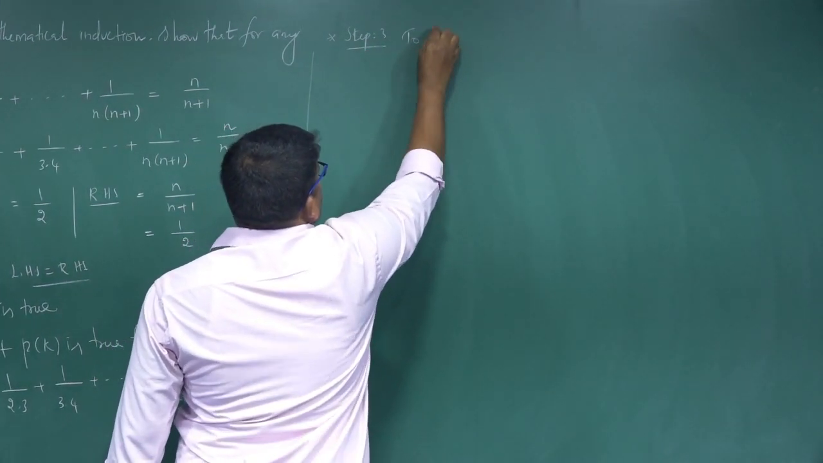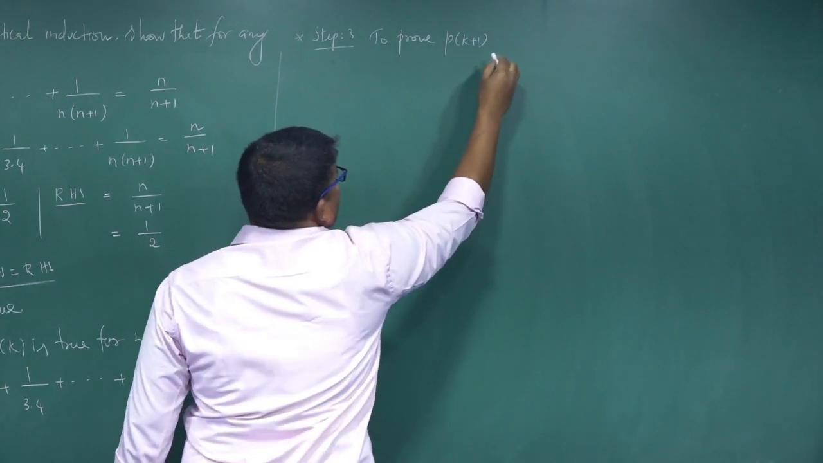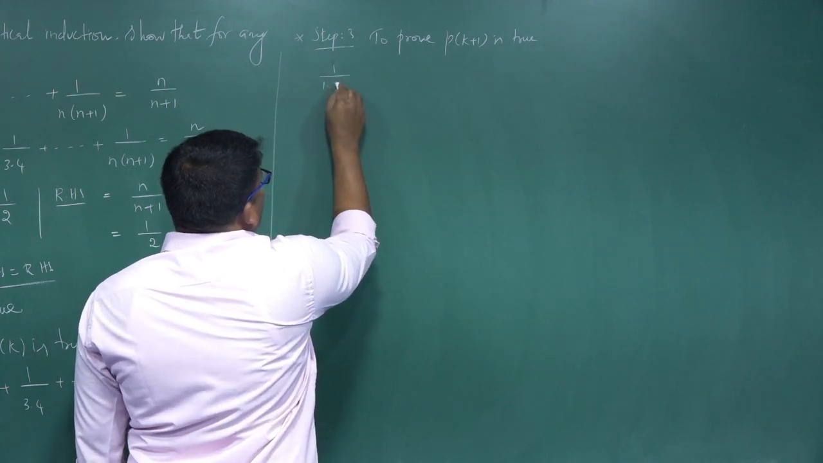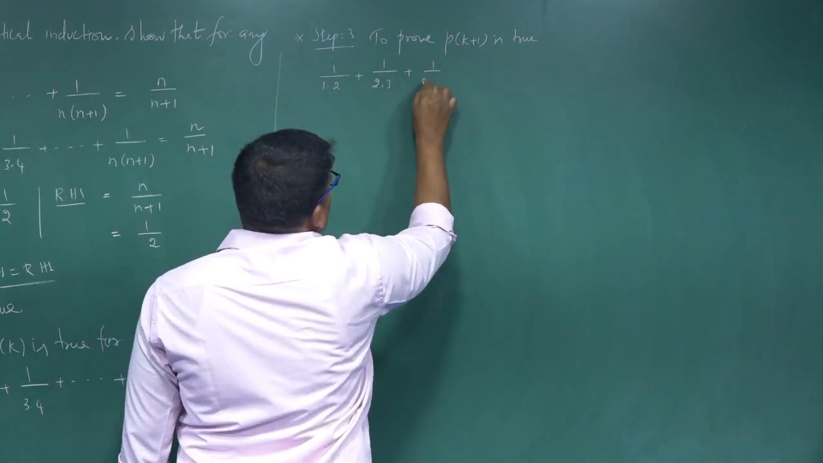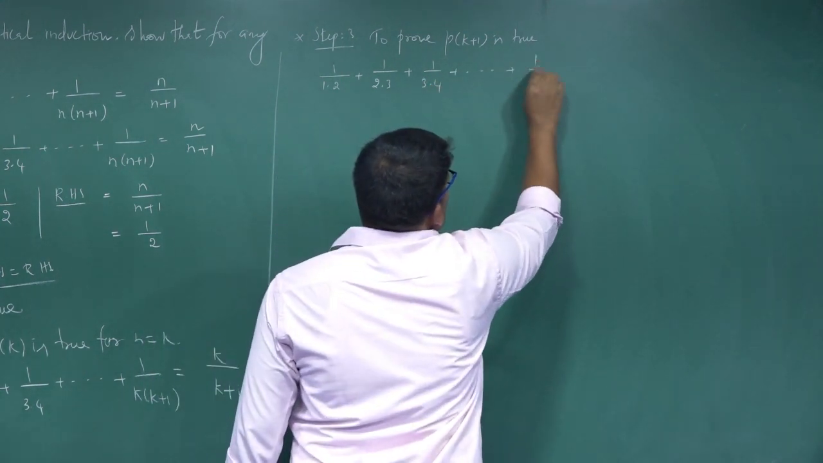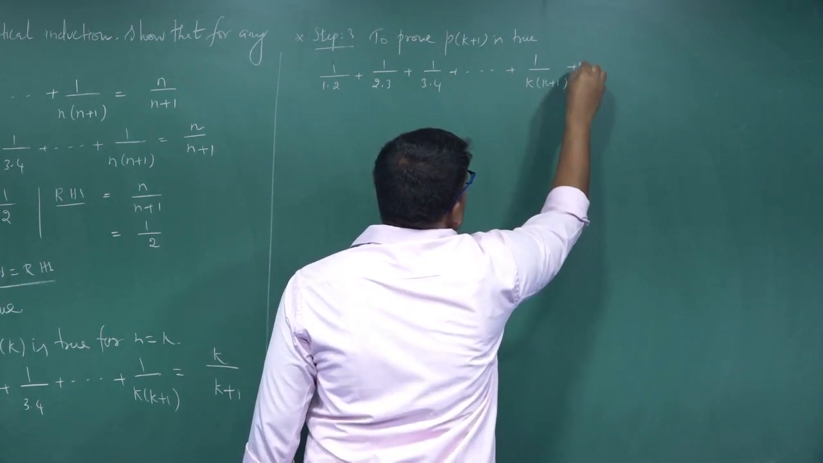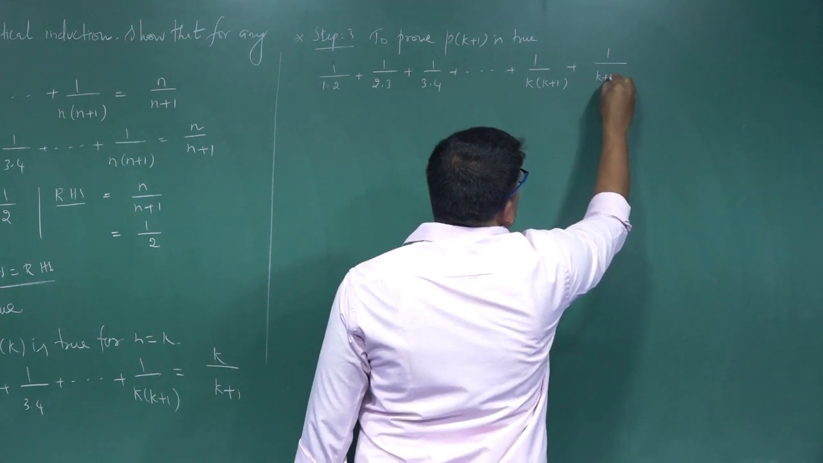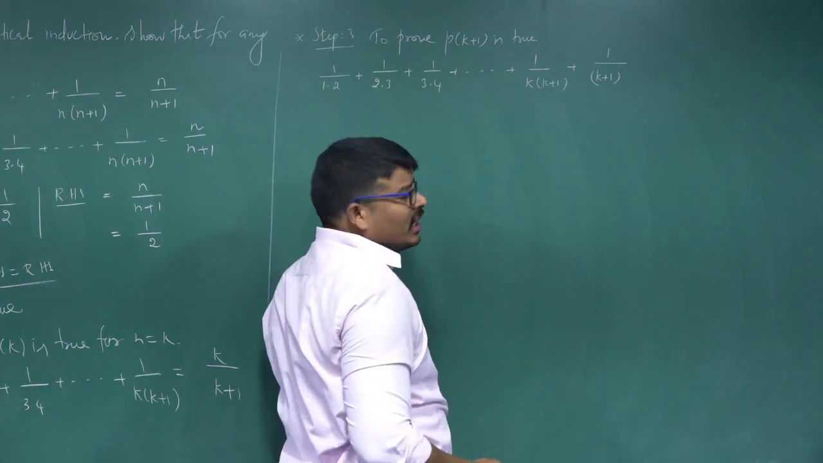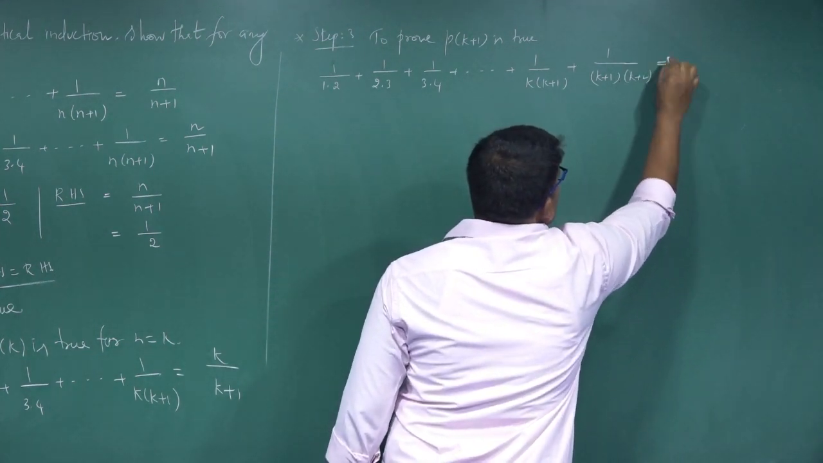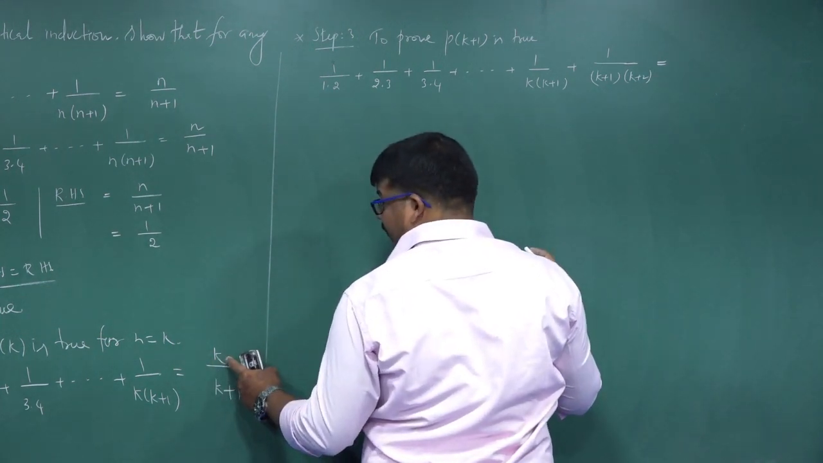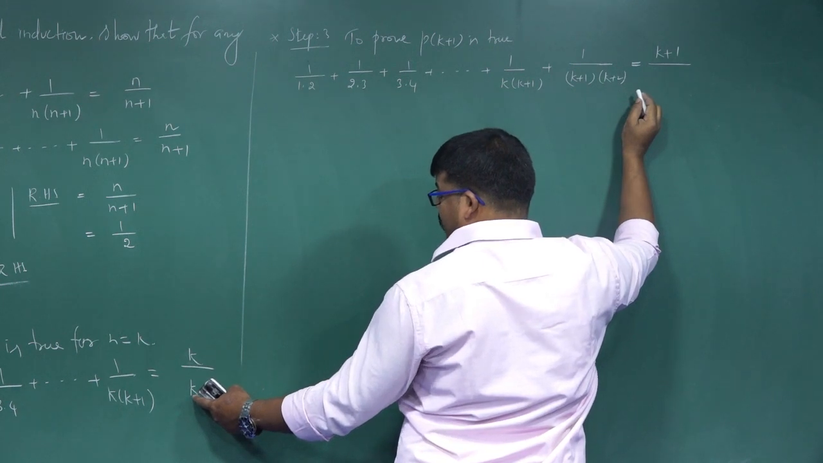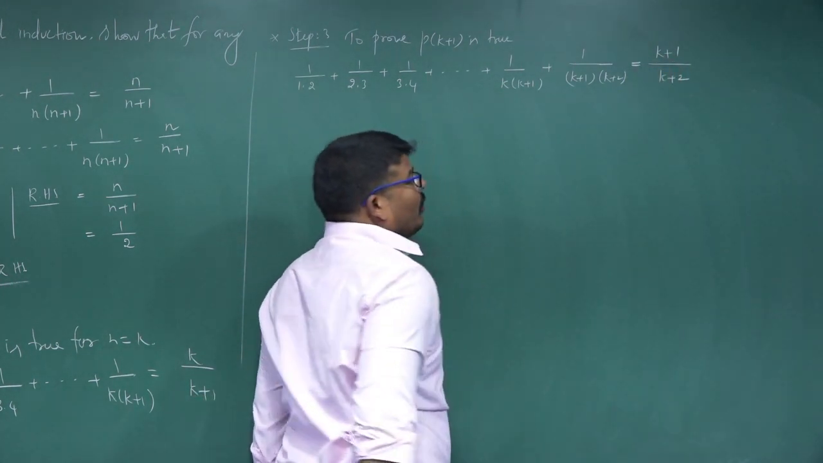Step 3, to prove P of k plus 1 is true. Given the statement is 1 by 1 into 2 plus 1 by 2 into 3 plus 1 by 3 into 4 and so on, plus 1 by k into k plus 1 plus, now substitute the value k as k plus 1. The last term becomes 1 by k plus 1 into k plus 2, and the right hand side becomes k plus 1 by k plus 2.